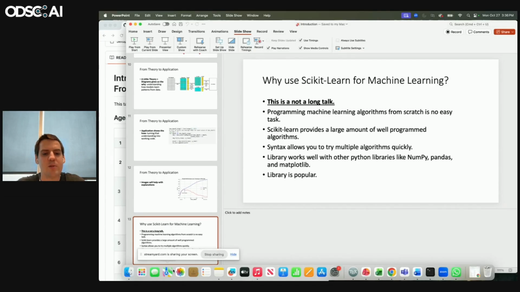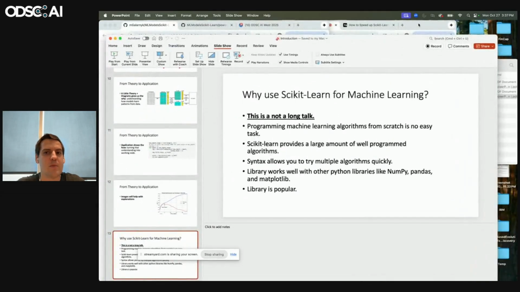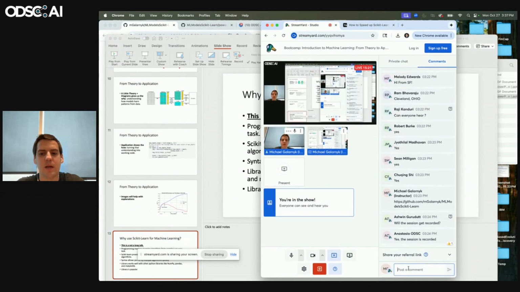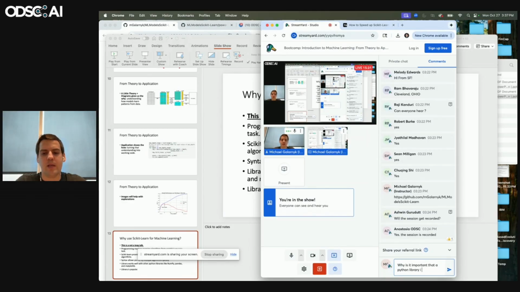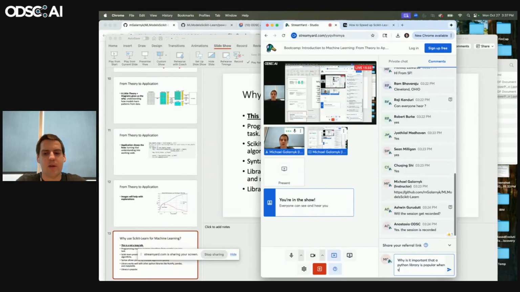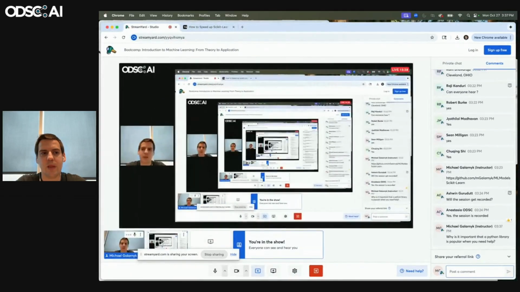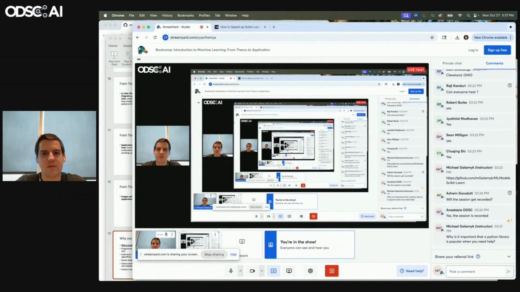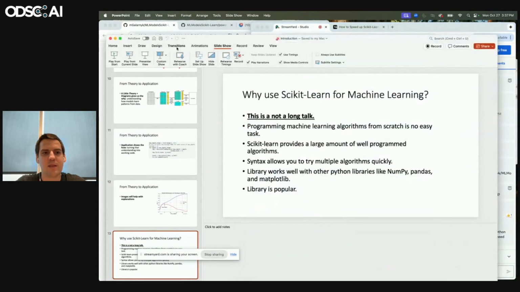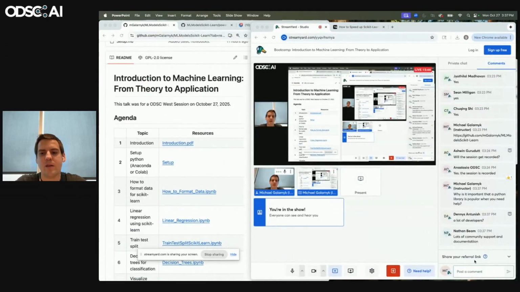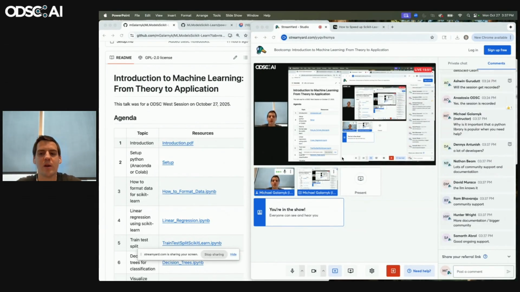does anyone know what a downstream effect of a library being popular is? Anyone have a thought? Why is it important that a Python library is popular when you need help? Feel free to ask. There's no real wrong answer here. So yeah, Nathan, there's a lot of developers, there's a lot of community support and a bigger community.